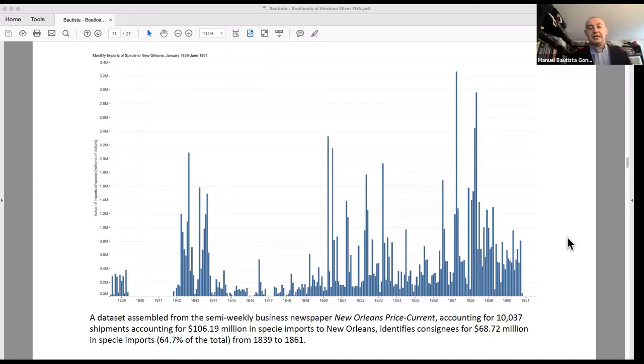The data set has enough data to identify consignees for nearly 65% of these flows. Now, even if it doesn't identify all of the consignees, there is enough data regarding the origin of these specie imports, regarding the type of specie imports, whether they were gold or silver, or whether they were coming from a port that was mainly trading in gold or silver. So even if we don't have enough information to identify nearly 35% of the consignees, we do have enough information to make a profile of who these consignees might be.